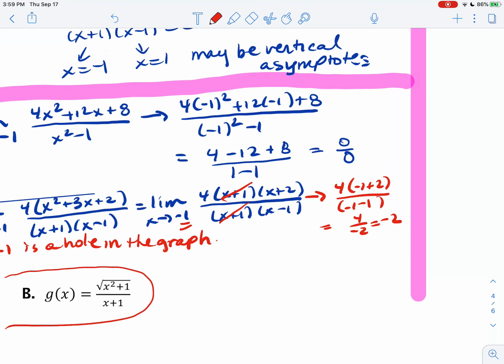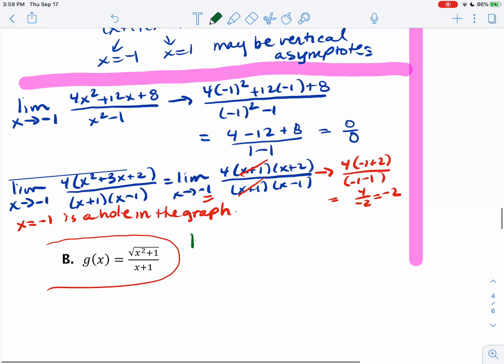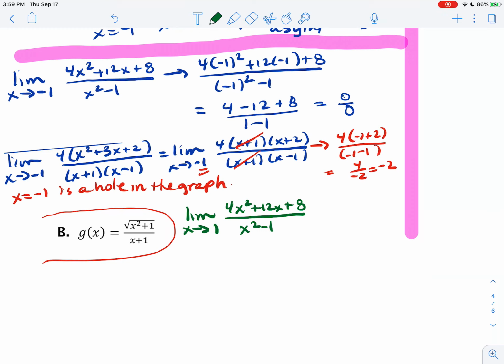Continuing down, I'm just going to take this aside. Now I'm going to continue with taking the limit as x approaches positive 1. The limit as x approaches positive 1 of 4x squared plus 12x plus 8 over x squared minus 1. We can remove the common factor and we can still say that this does equal the limit as x approaches 1 of x plus 2 times 4 over x minus 1.